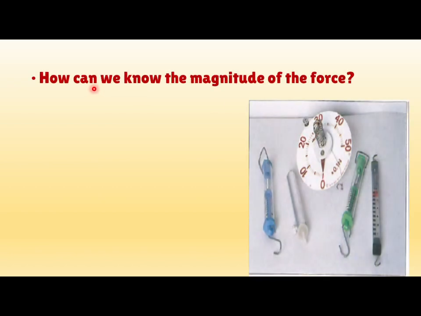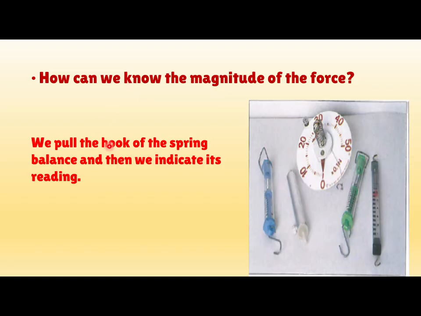So, how can we know the magnitude of the force? To know the magnitude of the force, we pull the hook of the spring balance and then we read its indication. We have an instrument used to measure the magnitude of the force. It's like a balance, okay? And this balance has a hook and a spring. And we pull the hook of the spring. Let's see an example.